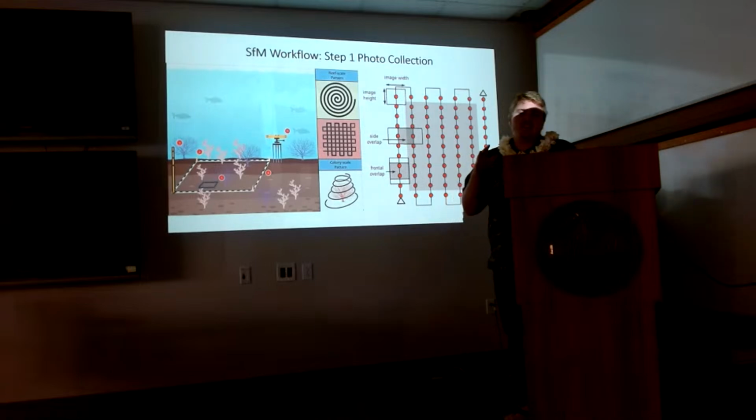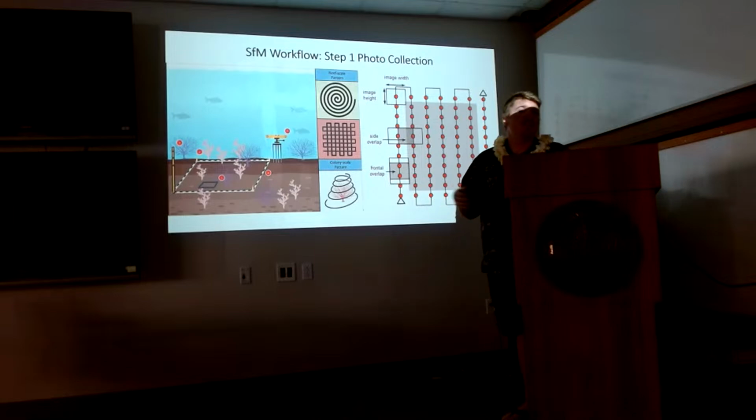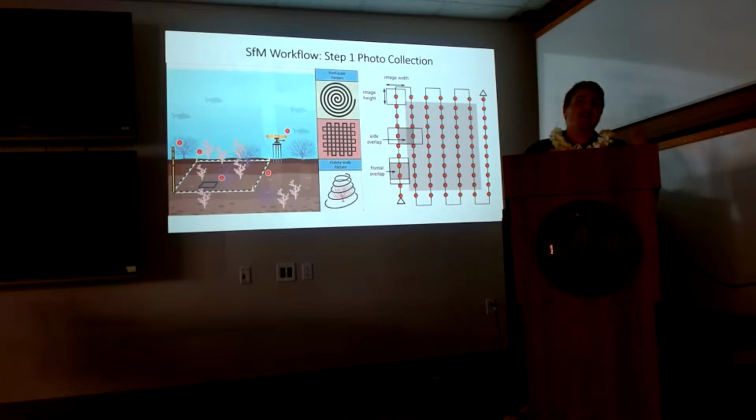The way we do these types of surveys, step one is photo collection. The main thing that we use is any type of camera. It could be an iPhone camera, it could be a GoPro. The better the camera, the better the images, and usually the higher resolution the model and the surveys will be.